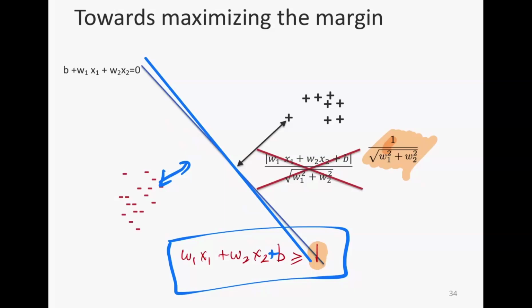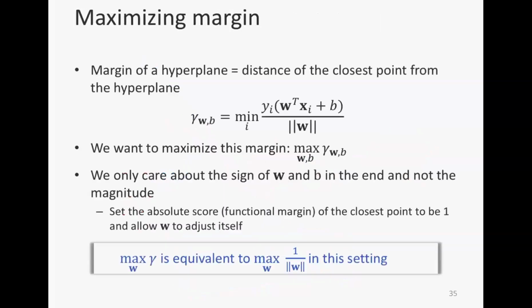But I'll just quickly summarize what we have here. The margin of the hyperplane originally is the distance of the closest point from the hyperplane, which is iterate over all the data points and find the one that minimizes that quantity. And the goal of learning is to find a hyperplane that maximizes the margin. But because we only care about the sign of, it's not the sign of W and B. This is wrong. It should be the sign of W transpose X plus B. And not the actual value.